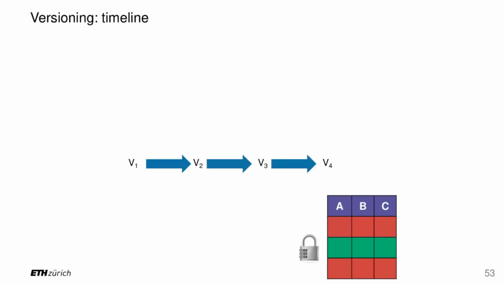Versioning, actually, in the case of HBase, is quite straightforward. It's just a linear sequence. There's version 1, and then there's version 2, and then version 3, and then version 4, right? So it's just a line, a timeline, like with time elapsing.